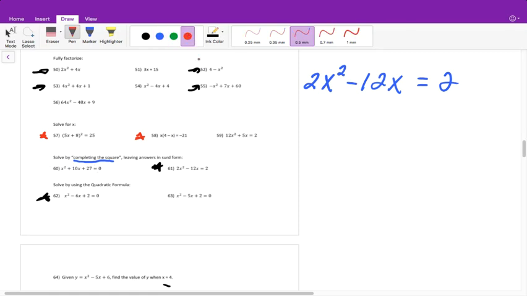The first thing that you always do when you're completing the square is you don't set it equal to 0. You actually set it equal to the constant. So I would subtract over 27 and 60. It's already set equal to the constant here, so I don't need to do that.